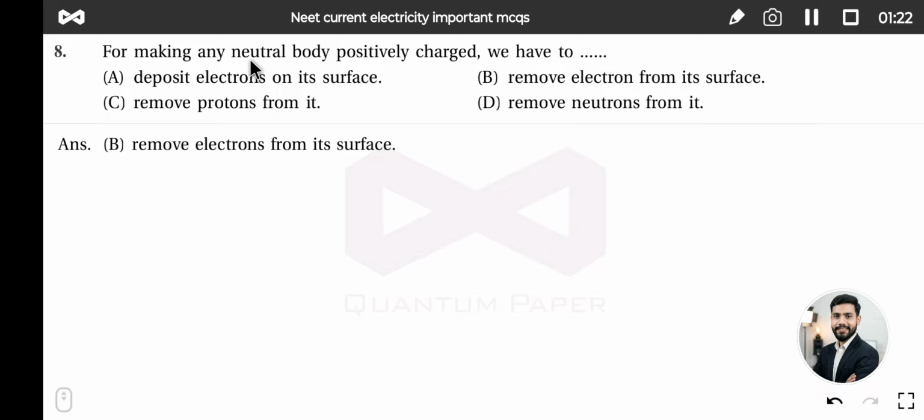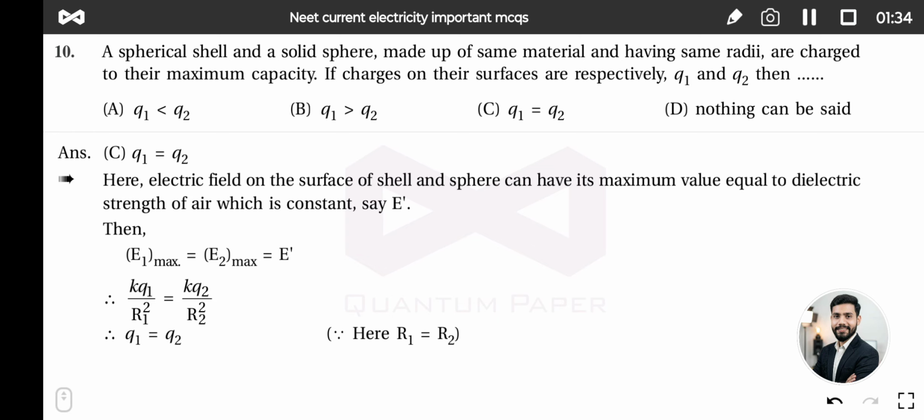For making any neutral body positively charged, so to make the body positively charged, what do we have to do? We have to remove the electrons from its surface to make the positively charged body. Look at the next one. A spherical shell and a solid sphere made of the same material having the same radii are charged to maximum capacity, with the charge on the surface being Q1 and Q2 respectively. Then we have to find the relation between the charges.